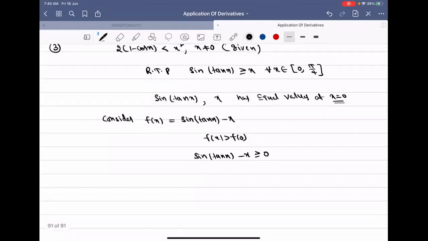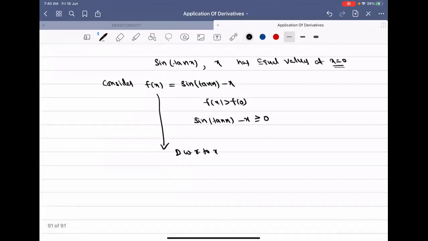So first, what we do is take f of x and differentiate with respect to x. If we differentiate with respect to x, f dash x is equal to cos of tan x by chain rule. Differentiation of tan x is secant square x, minus differentiation of x, which is 1. So f dash x equals cos of tan x into secant square x, which can be written as (1 plus tan square x), minus 1.